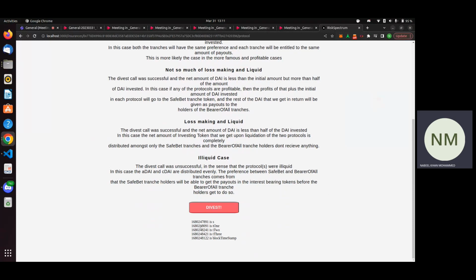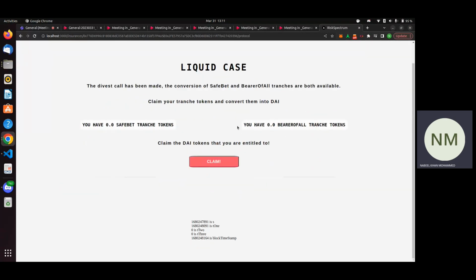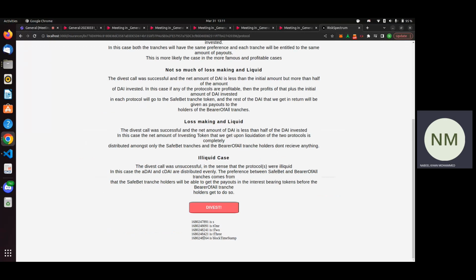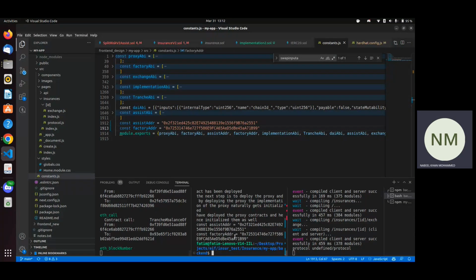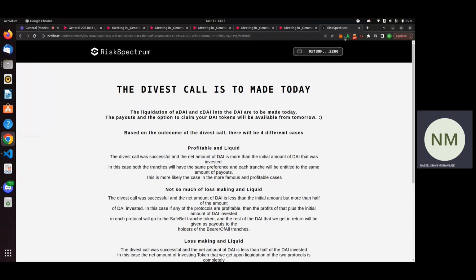So I think the time is about to cross. Ideally, it should have crossed. Let's see. Right, 164. There's still a little bit of time, right? So we'll just wait for some time and see if I can pass in some transactions.